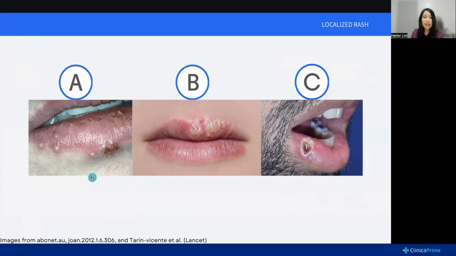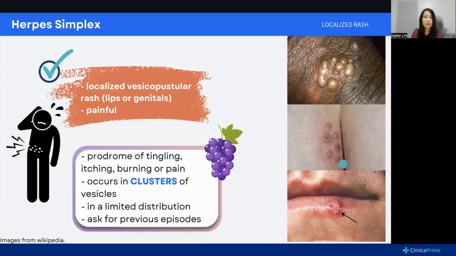And if you look at the close-up lesions of A and B, we are again seeing clustered vesicles. So when we see clustered vesicles, it's very classic, as I said, for herpes. Whereas in your Mpox, we're seeing an umbilicated lesion here. And of course, that central ulceration that appears very umbilicated, and it's localized. So for your herpes simplex, this will present as a localized vesicopustular rash over the lips or the genitals, and it tends to be classically very painful.